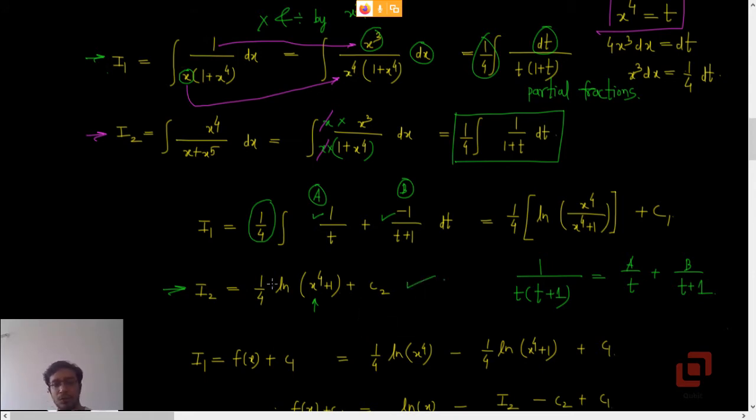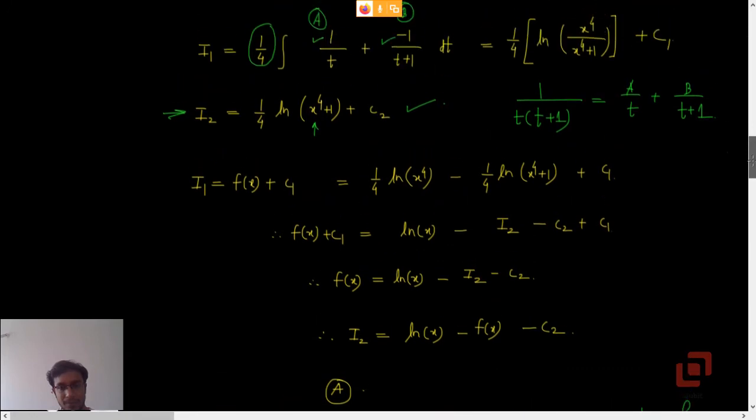Now we have to relate I1 and I2, right? Because I2 has been asked in terms of I1. It is given in the problem that I1 is equal to f of x plus c1. So now we have found out f of x. And f of x is 1 upon 4 log of x raised to 4 minus 1 upon 4 log of x raised to 4 plus 1. Okay. So f of x plus c1 will now be equal to log of x.